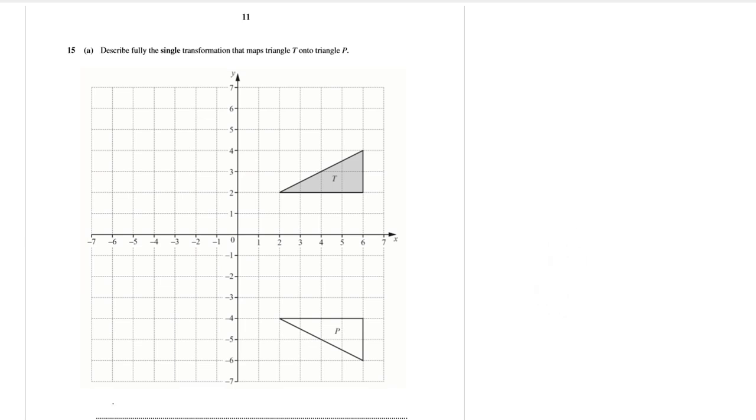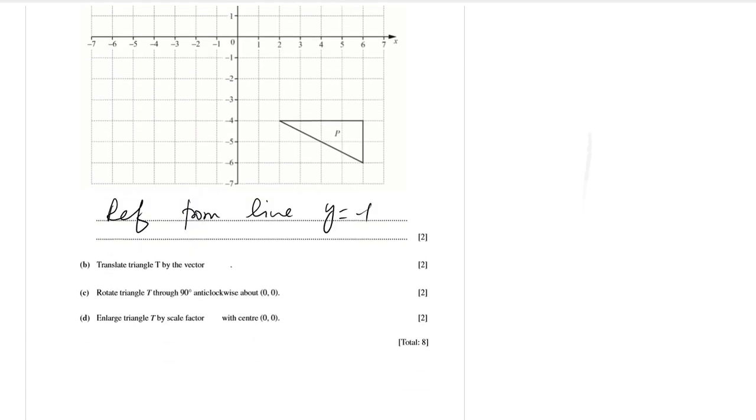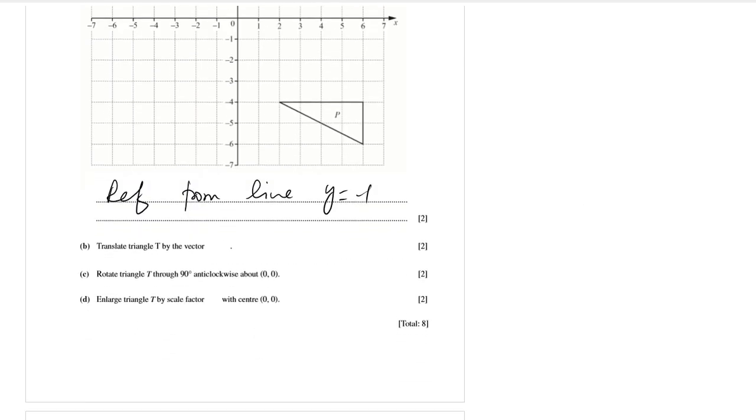So you will write reflection from the line y is equal to minus 1. 2 marks justified.